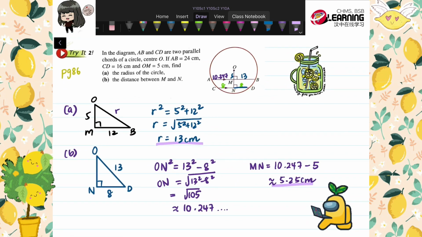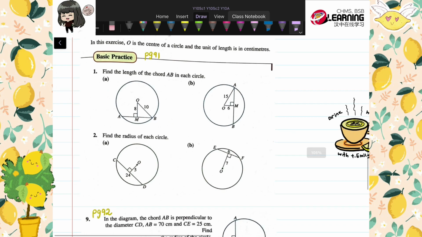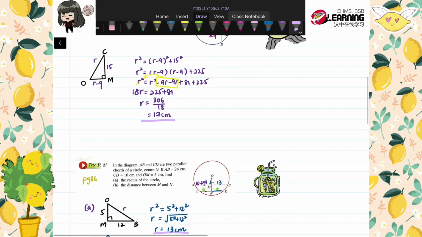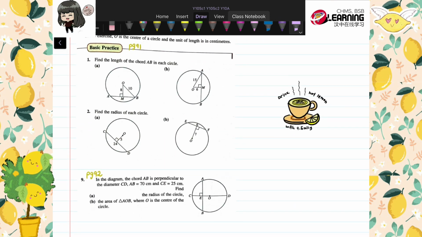Let's try question B. The task is this. Don't worry, it's easy. You don't need to copy the questions, but for try it 1 and 2 you need to copy. Questions 1 until 9, no need. But the circle you need to copy. Only the circles here.